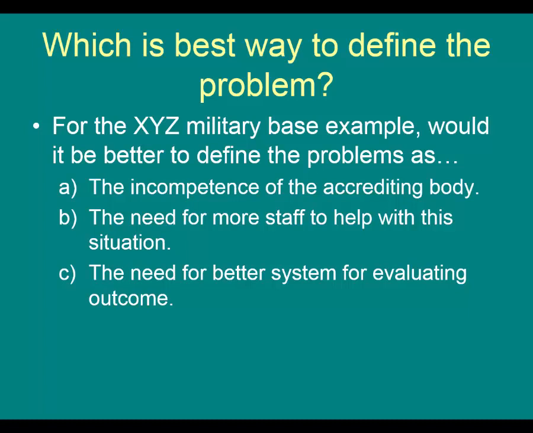Well, I hope you would say the answer is C, the need for a better system for evaluating outcome. The first one tends to seem to be trying to blame other people for this situation. That's not going to get you anywhere, usually. The need for more staff is a little bit short-sighted. It seems to be suggesting that we already have the solution, so let's define the problem in terms of this one solution. That's usually not a good way to go.